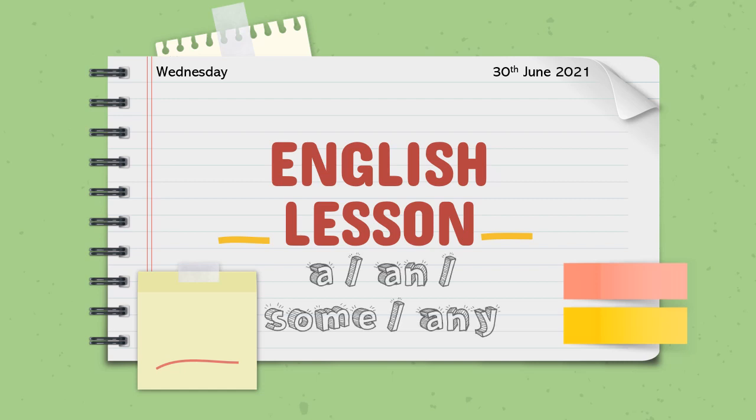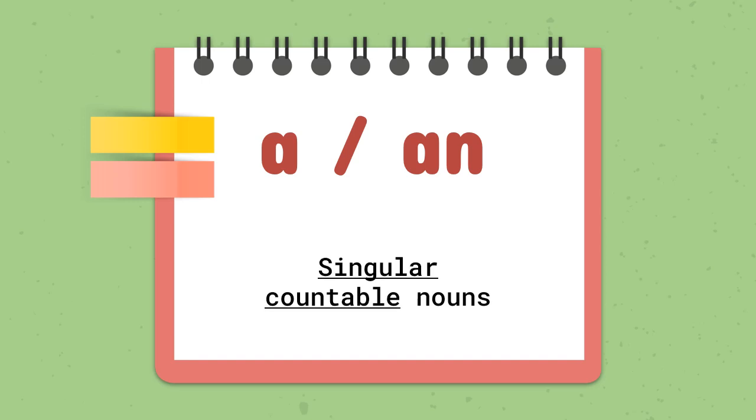Today you're going to learn a, an, some, any. A and an are for singular countable nouns. What is the meaning of singular? Singular means only one.